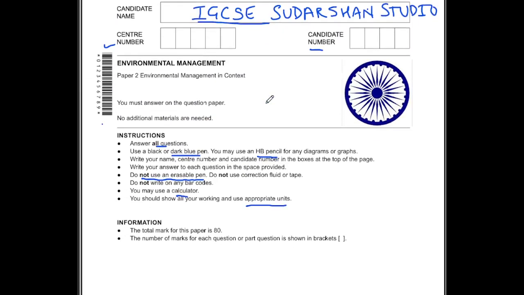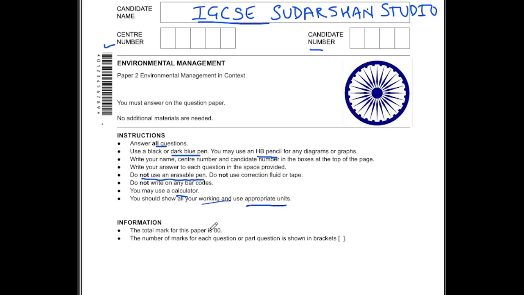Before that, we just read out the instructions, and these are very important. You do need to read the instructions before you start writing your paper. Read all the questions very carefully, attempt all questions, and use only a blue pen. Wherever a diagram or graph is required, use an HB pencil. You cannot use any kind of erasable fluid, correction fluid or tape. Write your name in bold letters, and your centre number and candidate number carefully. Do not write anything on the barcode. You can use the calculator, but you need to show your working and use appropriate units.